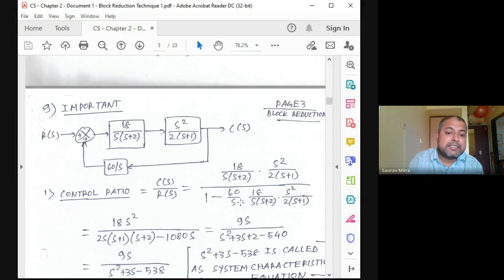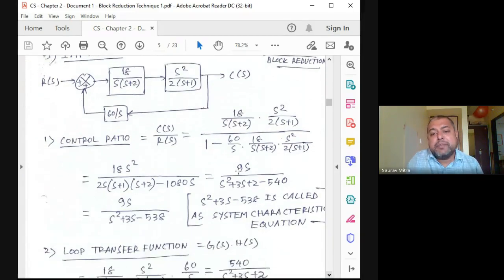So what is H(s)? H(s) is 60 by s, and G(s) is 18s square divided by 2s into s plus 1 into s plus 2. Now you can do all the multiplication. The denominator of the numerator is 2s into s plus 1 into s plus 2, and here also it is 2s square. So only one s will go and get multiplied with the numerator part. This s and this s square are getting cancelled.